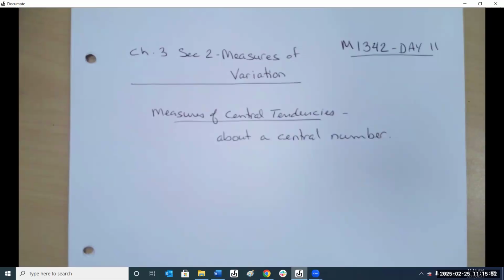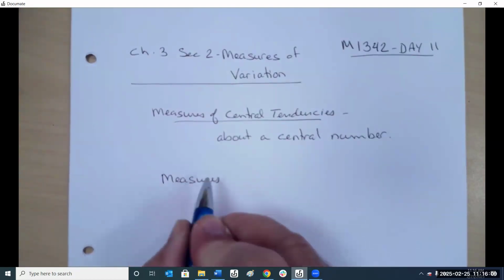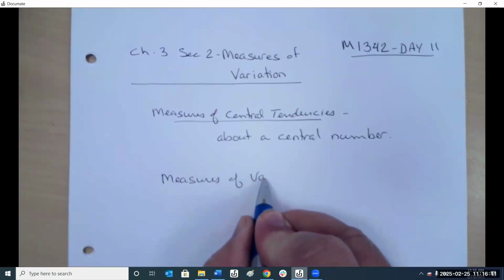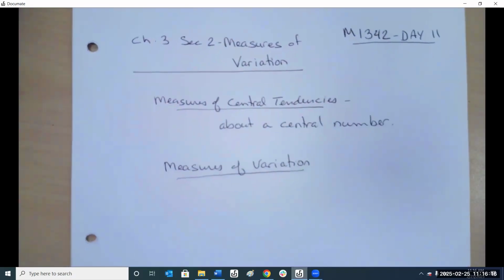But the example we had last time, we had 3 data sets. They each had the same average. Does that mean all 3 sets are the same? No. What we're looking at here in this section, the measures of variation, deals with just that. It deals with how the data varies from that central number.